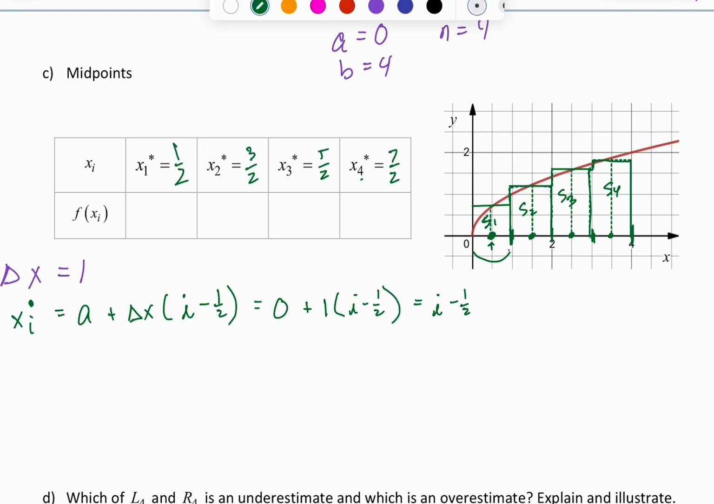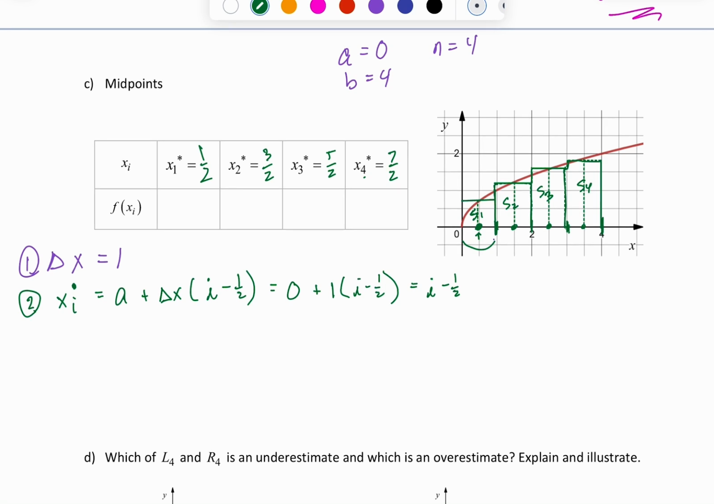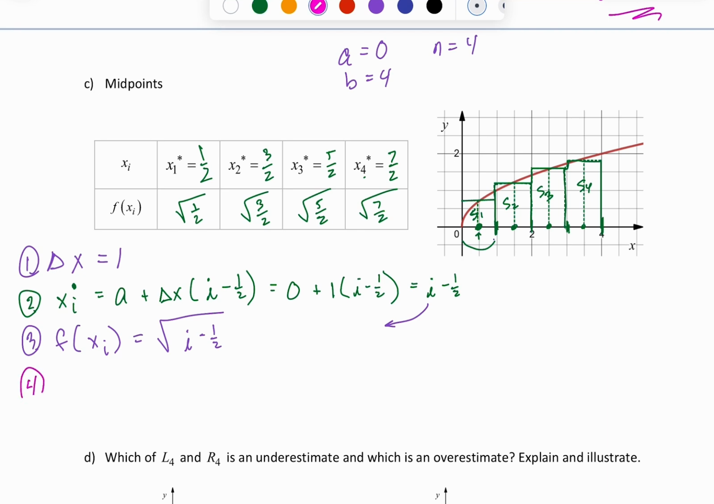So there's our xi's. And now to calculate our function at xi's, we have the square root of what we got here, which is i minus 1/2. And from our table, we can see we just need to pick the square root of these 4 numbers, which is square root of 1/2, square root of 3/2, square root of 5/2, and square root of 7/2. Bringing us to step 4 of just adding all 4 of these rectangles together.